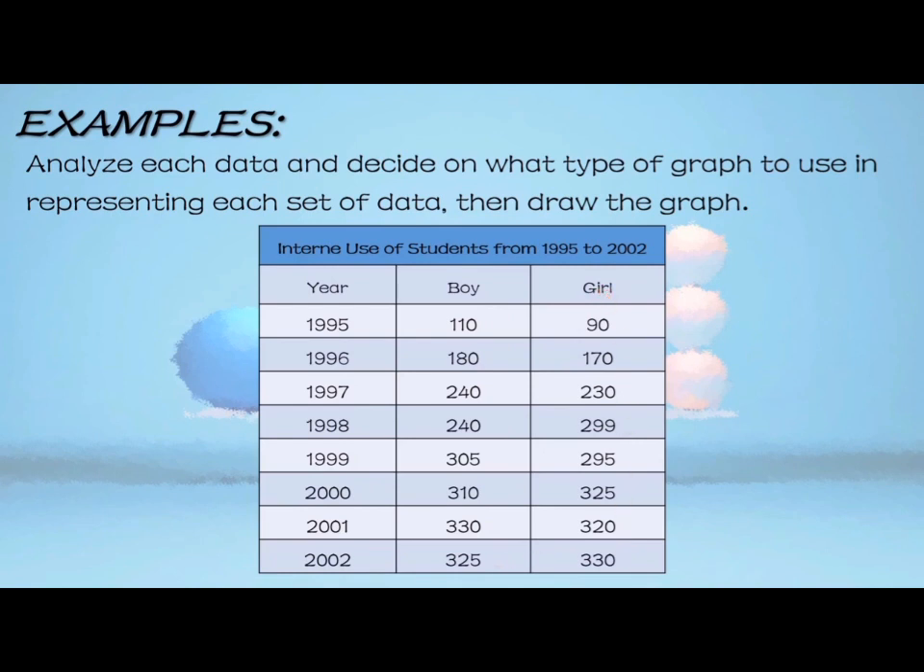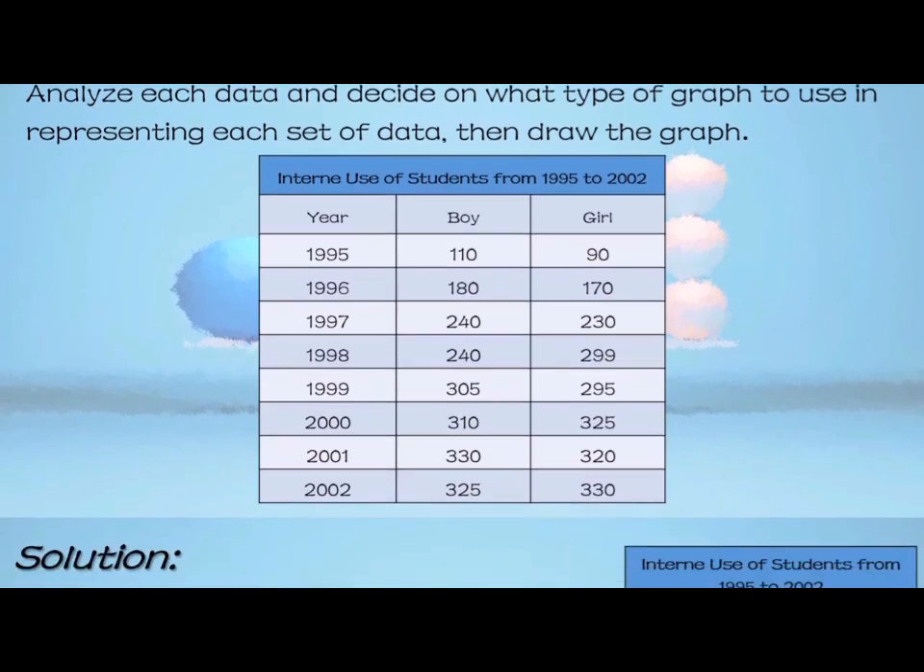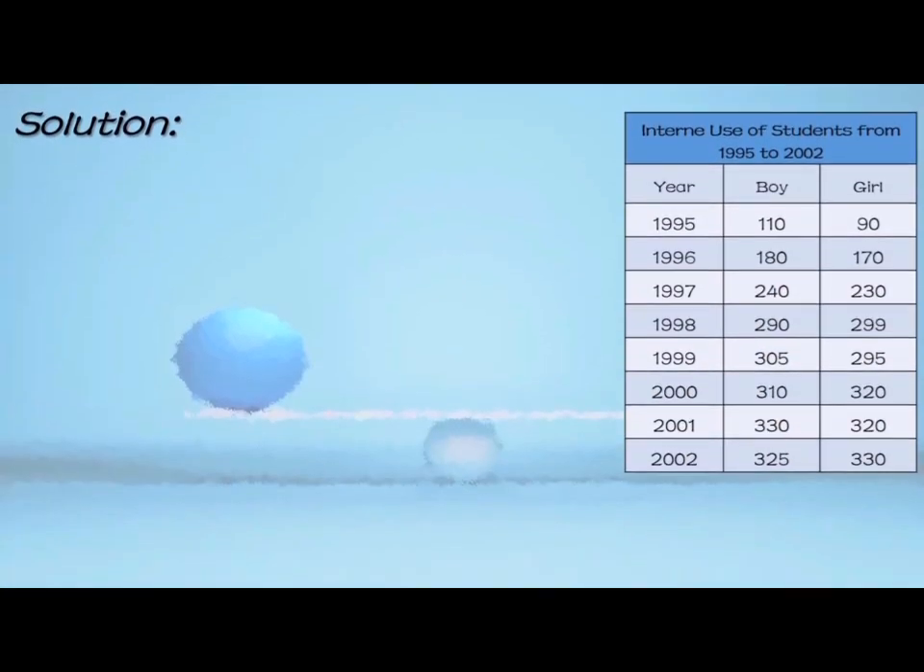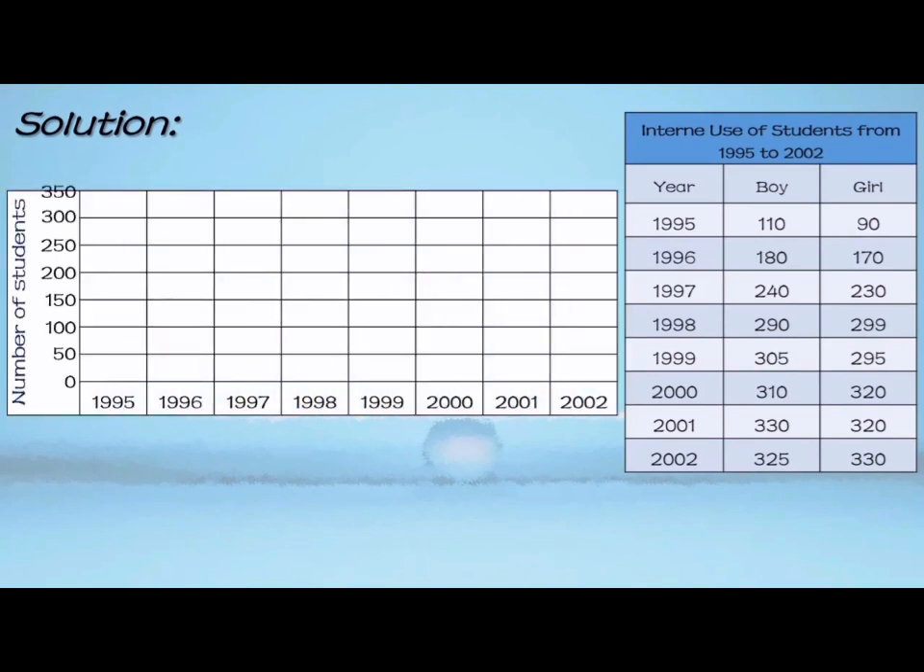Ano nga ba yung pinaka-appropriate na graph na magre-represent sa data na to? Pwede nating gamitin ang bar graph. So, ang vertical line ay para sa number of students, and then sa horizontal line naman ay para sa year. Then we will include here the legend in which blue represents number of boys and orange for girls.